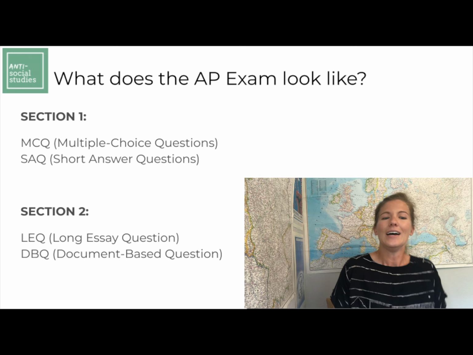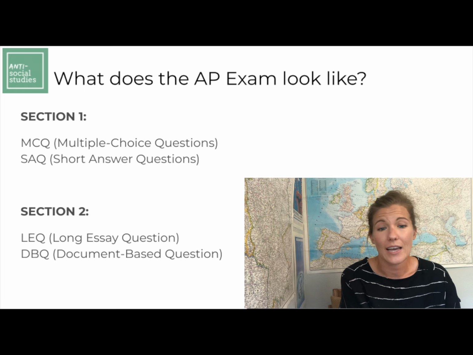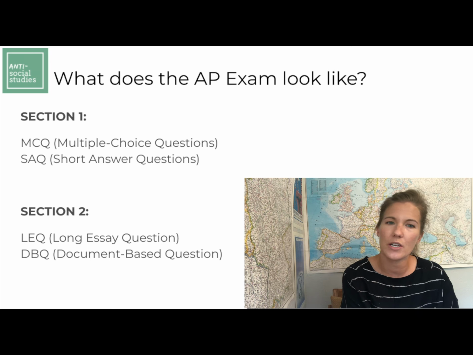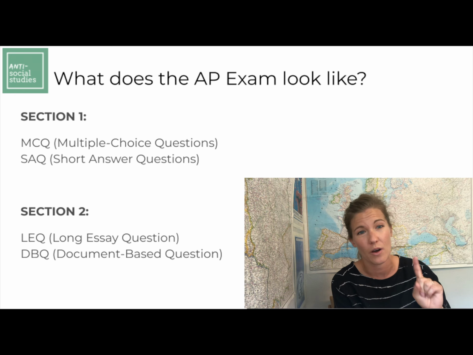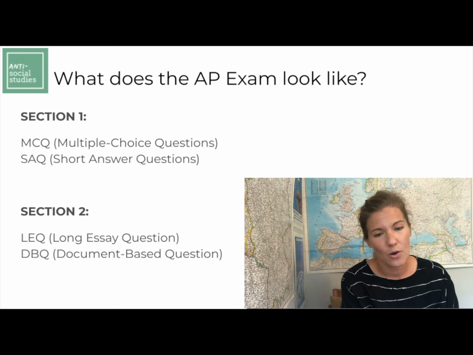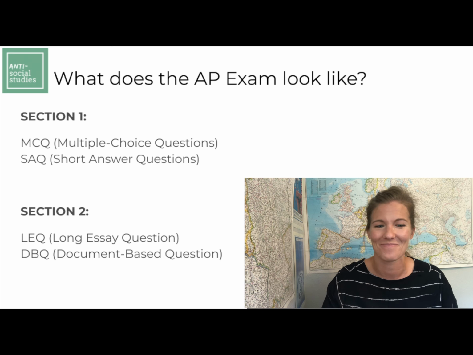What does the AP exam look like? If you've taken any AP history exam, it looks just like that. You're going to have 55 multiple choice stimulus-based questions, followed by 3 short answer questions. You'll have the option between 2 on that third short answer question. And then section 2 is your long essay question, the LEQ, and the DBQ. And if all of these acronyms are confusing to you, have no fear, because I will cover all of them over the course of this YouTube series.